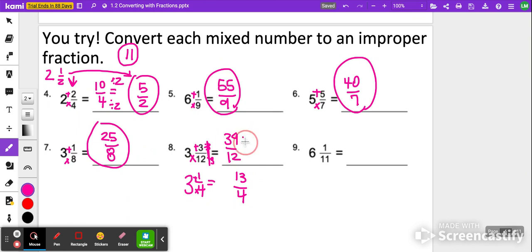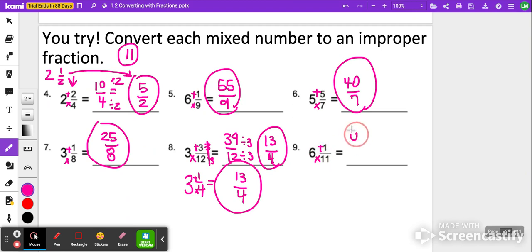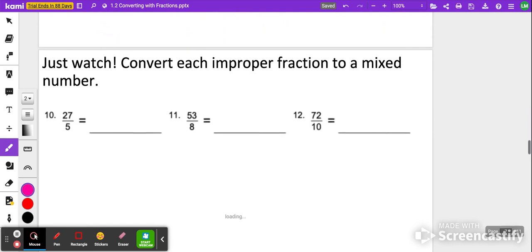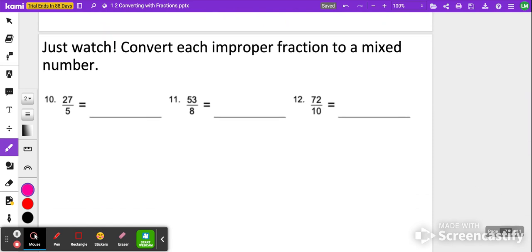But the tricky thing with this, I know it doesn't look like it, but it can be reduced if you divide them both by 3. 39 divided by 3 is 13. 12 divided by 3 is 4. So maybe reducing first could help you. And then our last one, 11 times 6 is 66, plus 1 is 67 over 11. Okay? Our next order of business is changing improper fractions to mixed numbers.